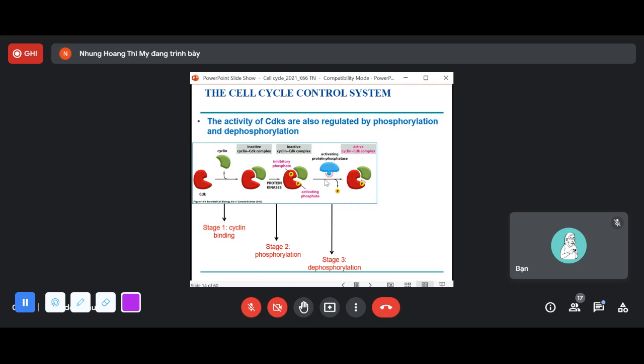Then it moves to the third stage, dephosphorylation. During this stage, the inhibitory phosphate is removed by the phosphatase. After this step, the CDK is fully activated. So the normal process to activate the CDK consists of three stages: cyclin binding, phosphorylation, and dephosphorylation.